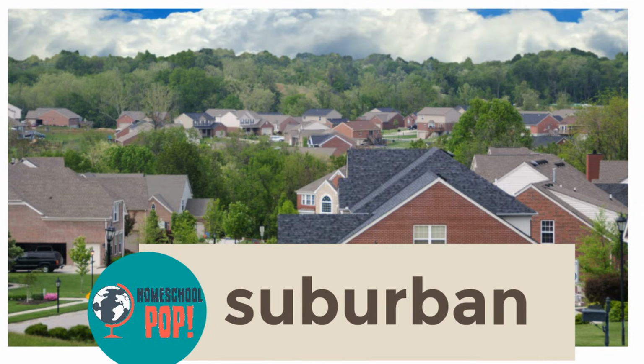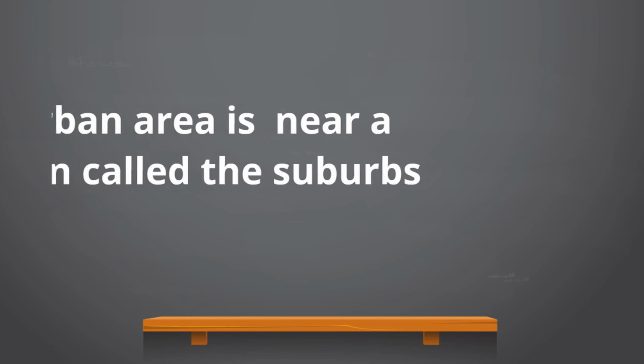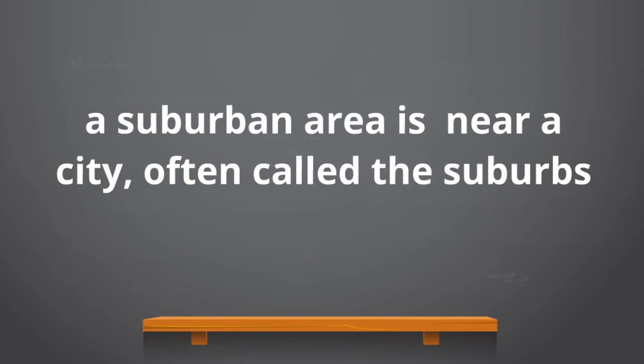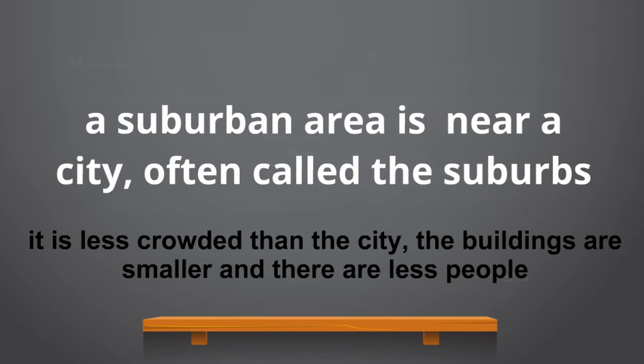Here's our final picture of a suburban area. You can look and see it's not as crowded as the urban areas. This is a suburban area, just a little more space, a little more quiet. To summarize, a suburban area is near a city, and it's often called the suburbs. It is less crowded than the city, the buildings are smaller, and there are less people than are in the urban areas.